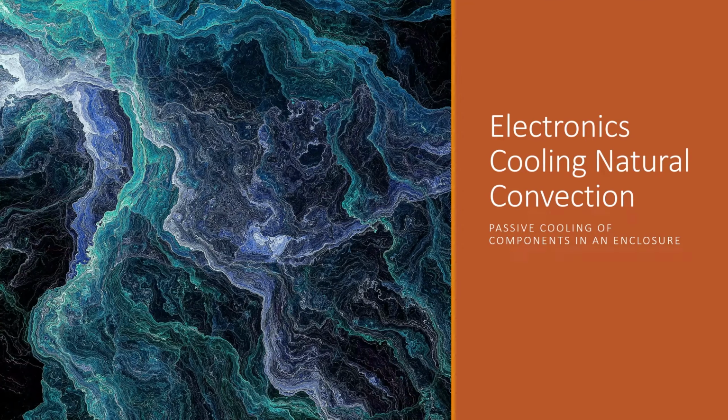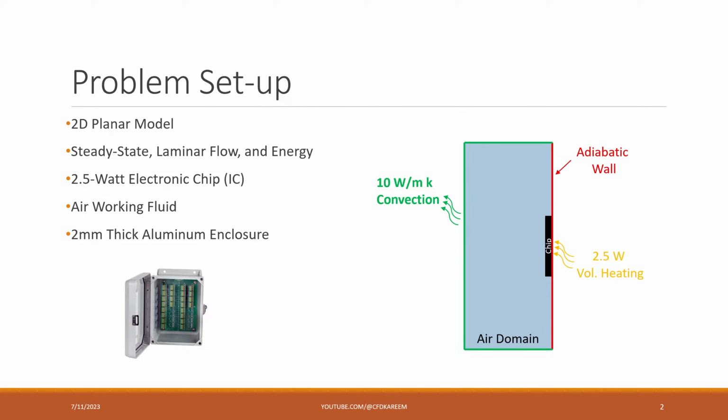Today we're going to be looking at electronics cooling using natural convection or passive cooling. If you haven't seen my video on forced convection, I'll leave a link in the description, and we do a similar thing where we cool an electronic chip using forced convection. In this case, we're going to do the same cooling, but in a closed enclosure and just relying on passive or natural convection. So the problem we're going to set up today looks like this.